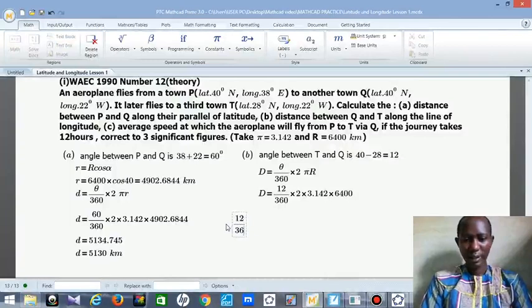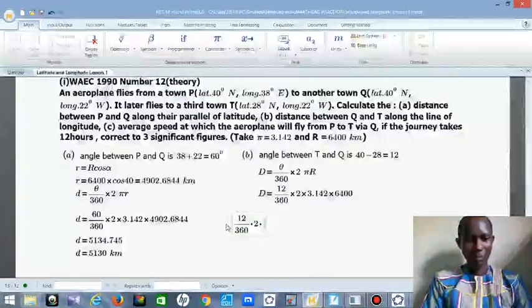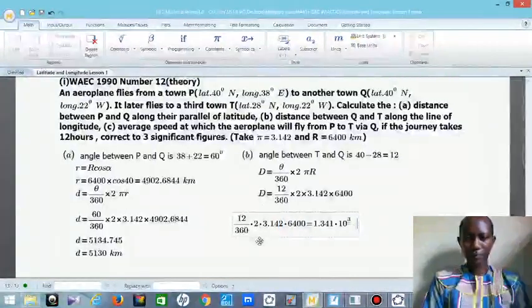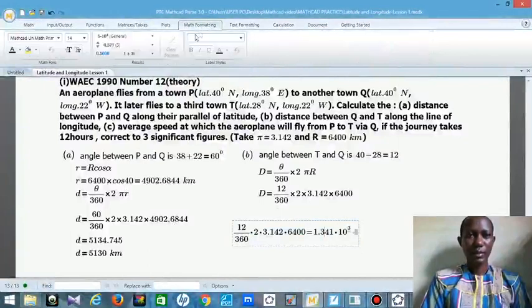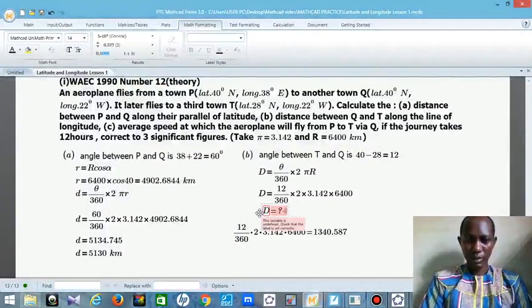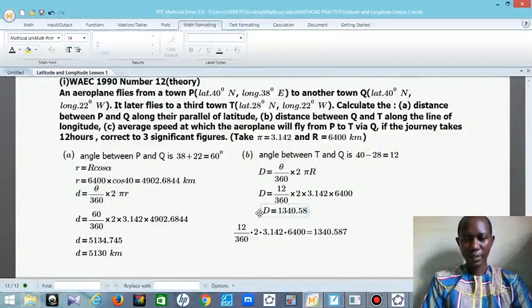Let me simplify it directly here. You can use your calculator and check it. It's not difficult. Times 2 times 3.142 times 6400. So this is the answer. Let me put it in decimal. So the answer is about 1340.587 kilometers.